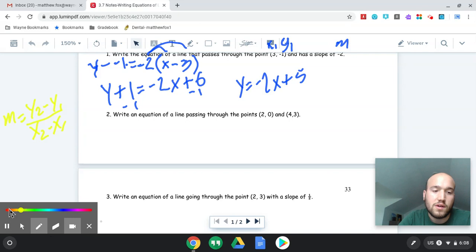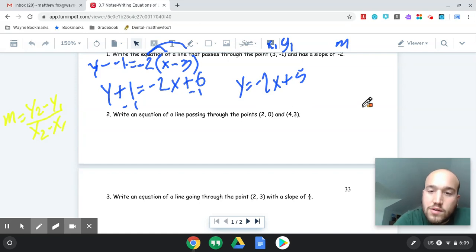Okay, so let's start by finding the slope. It doesn't matter to me which of these points is 1 and which is 2. However, we have to be consistent. So if I use 2 here as x1, then that means that 0 has to be y1. The 1's have to be together. Okay, and likewise, if those are x1 and y1, that means this would be x2 and y2.